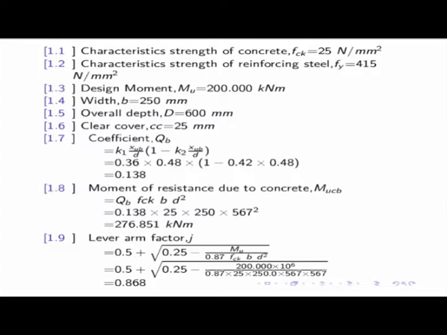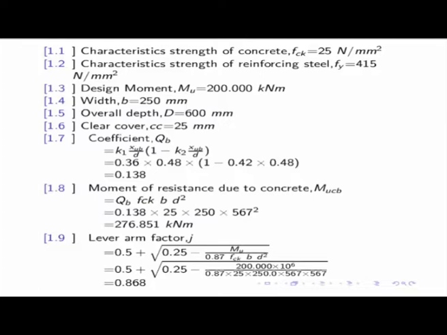Clear cover, CC, is 25 millimeter. What about the coefficient Qb? That one I am considering, as you all know, 0.138 fck b d square. That value we can calculate with 0.36 into xu by d, the balanced one, which you can also get from the IS code: 0.48 into 1 minus 0.42 into 0.48. This is the coefficient I am getting here, which we discussed yesterday.